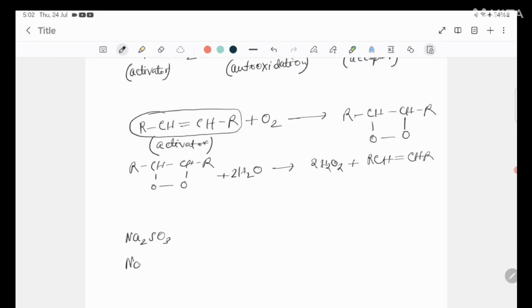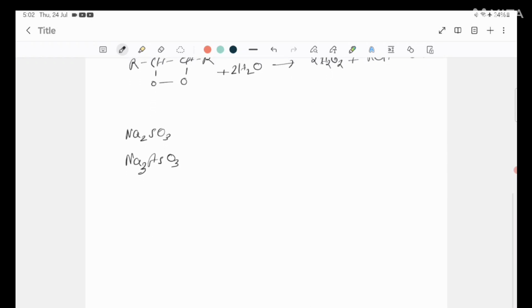But if we have a solution of Na3AsO3, it will not be oxidized by air. So this solution will not be oxidized at normal condition. But the trick is that if we have a mixture of both, then it is observed that both are oxidized. This is known as induced oxidation. So what is induced oxidation? Na2SO3 solution is oxidized normally by air, but Na3AsO3 solution is not oxidized by air. But if both of these compounds are present in a mixture, then both are oxidized. So Na3AsO3 is oxidized due to the presence of Na2SO3. This is known as induced oxidation.